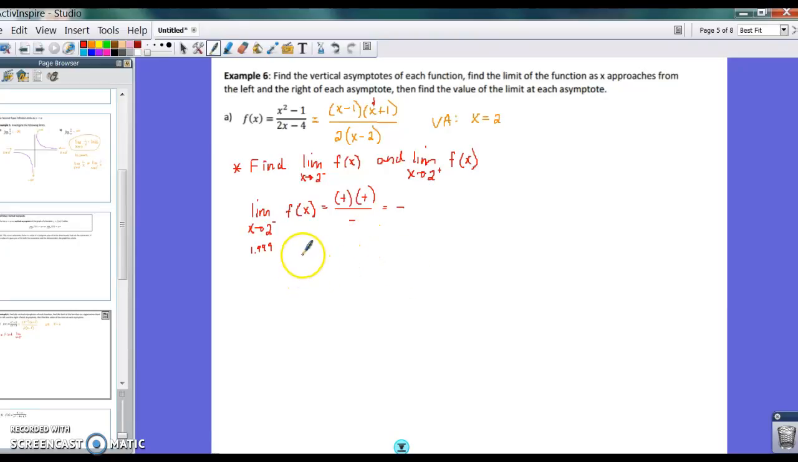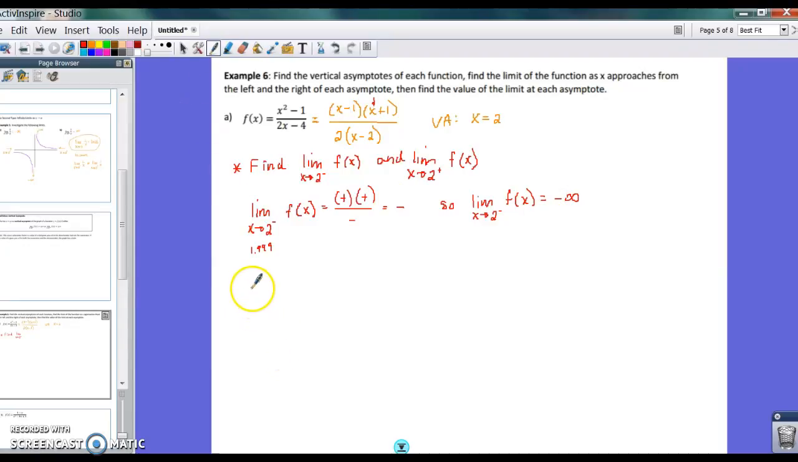So I can then say the limit as x approaches 2 from the left of f of x is going to approach negative infinity. Okay, so this sign here is telling me if I'm approaching positive infinity or negative infinity.